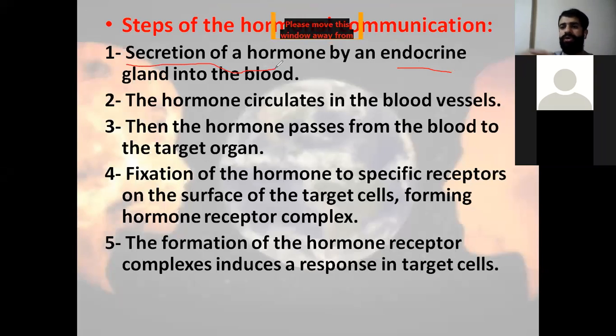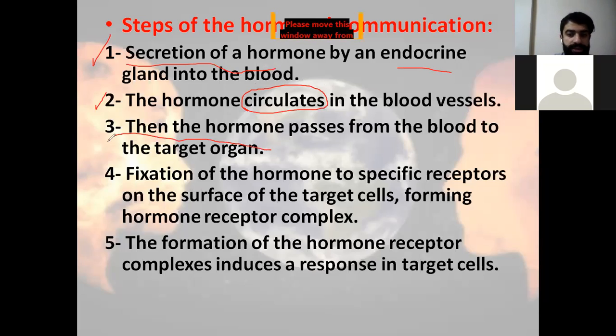Then the hormone will move into the blood, will circulate into the blood vessels. This is the second step. So first step, secretion of the hormone by the endocrine gland into the blood. The hormone will circulate in the blood. So you have to use the word circulate. You don't want to say it moves. Okay? Let's try new words. It circulates. Step number three, the hormone will move toward the target organ.